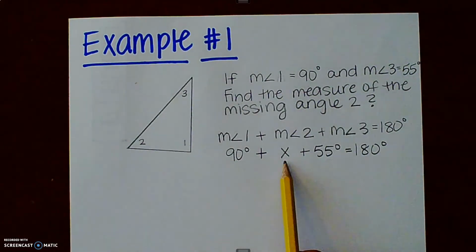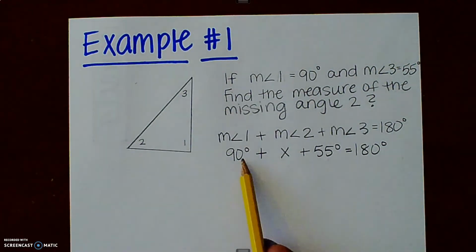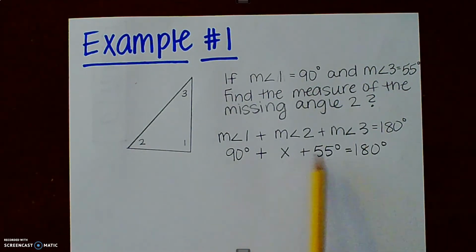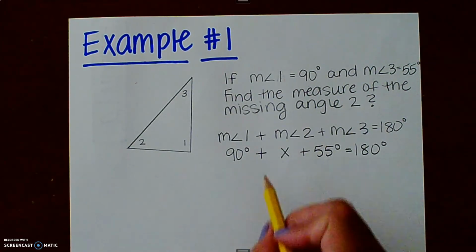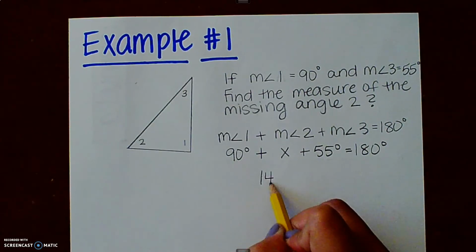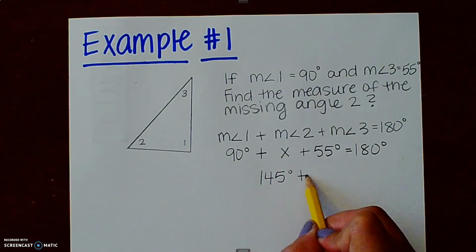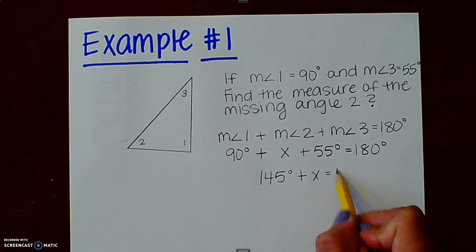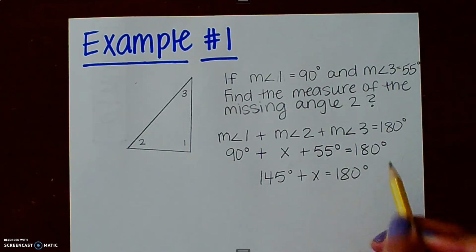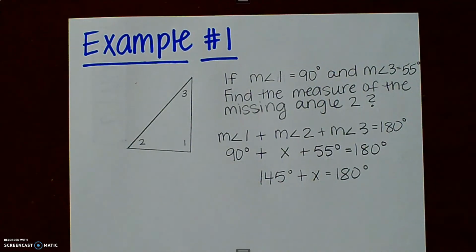Now, again, my job, just like with any equation, is to get this x by itself. And right now it's attached to the 90 and the 55. Okay, so first things first, I'm going to combine the 90 and the 55. I'm going to add those together. And when you do, you're going to get 145 degrees. We still have this x here, plus x equals 180 degrees.